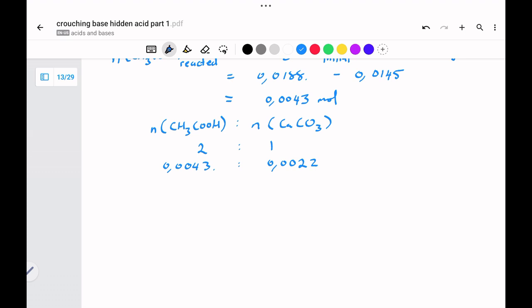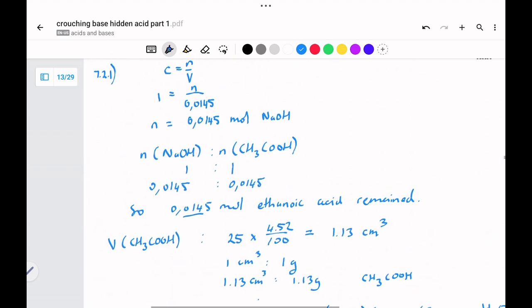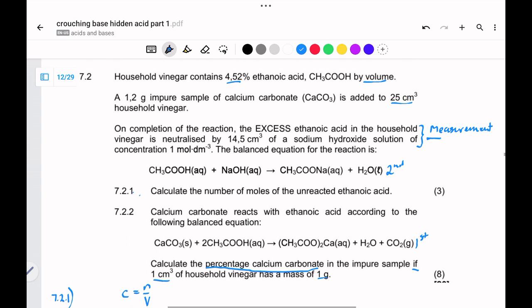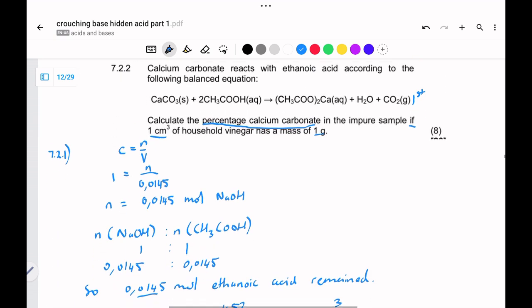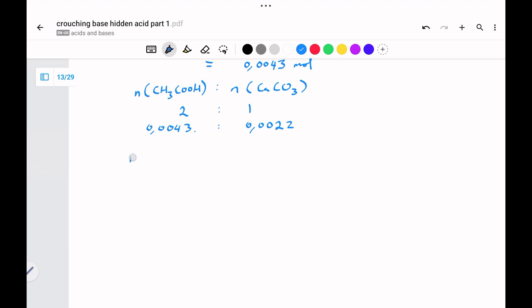And now that I have the moles of calcium carbonate, I'm going to get the mass. This is going to be the pure mass. Why? Because they were asking us for a percentage. It's essentially a percentage purity. And here is the impure mass. So I'm going to get the pure mass now using this formula.